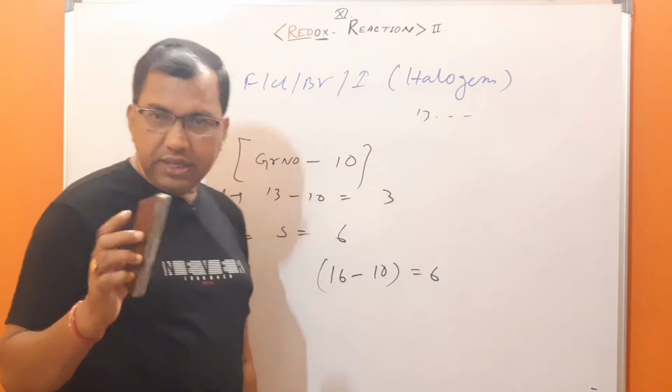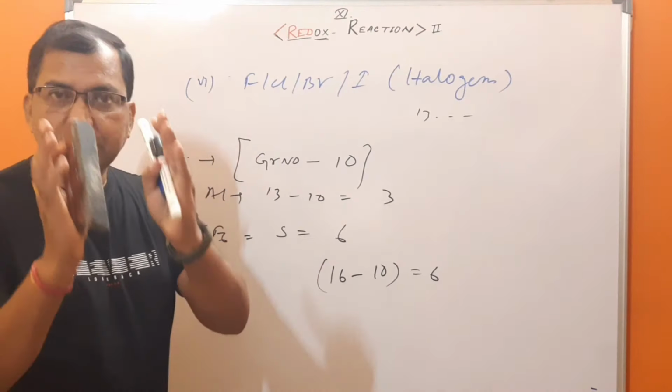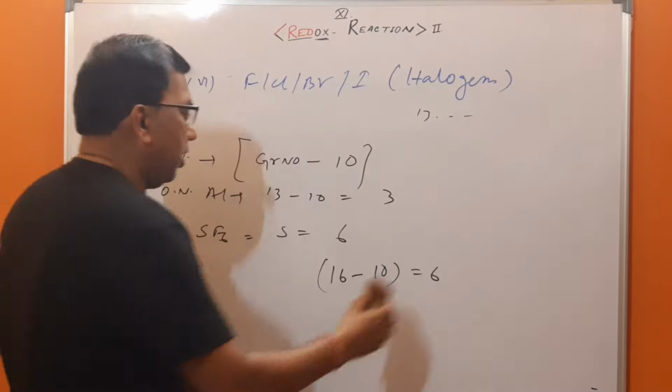Okay. So now find out. I am giving the example of how to find the oxidation number of a compound. Next.